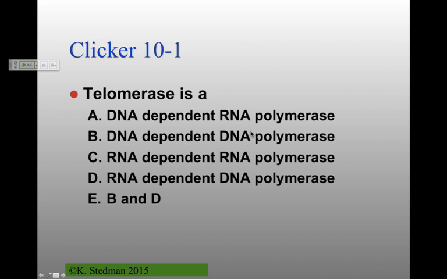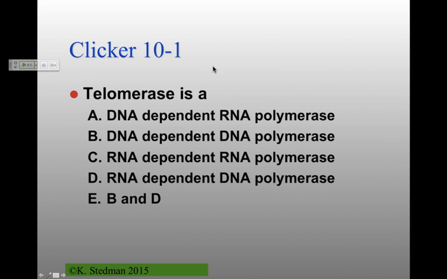Okay, so what do telomerases do? They synthesize RNA or DNA. Okay, what is a telomere? It's the ends of the DNA, and so it's extending a DNA. So it's clearly a DNA polymerase. Okay, so that eliminates A and C already. So B or D.